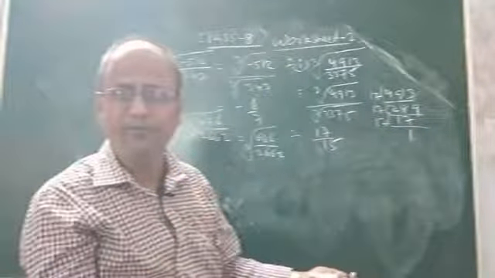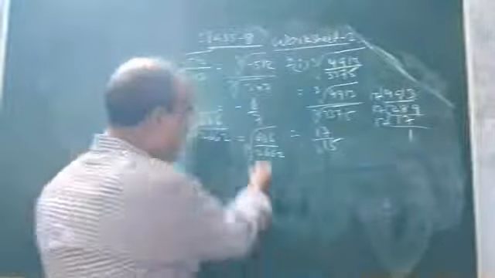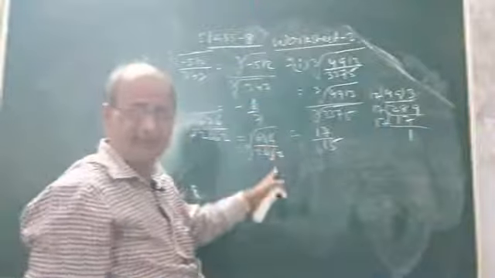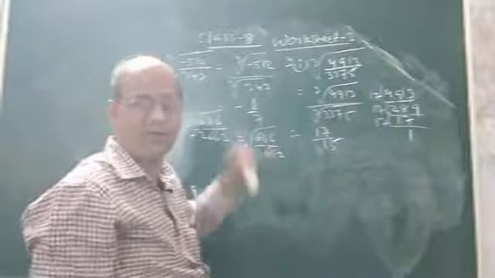Then what to do? Instead of breaking it that way, first you cancel it. See, is it in lowest terms? The answer is no. This rational number is not in simplest form or lowest form.